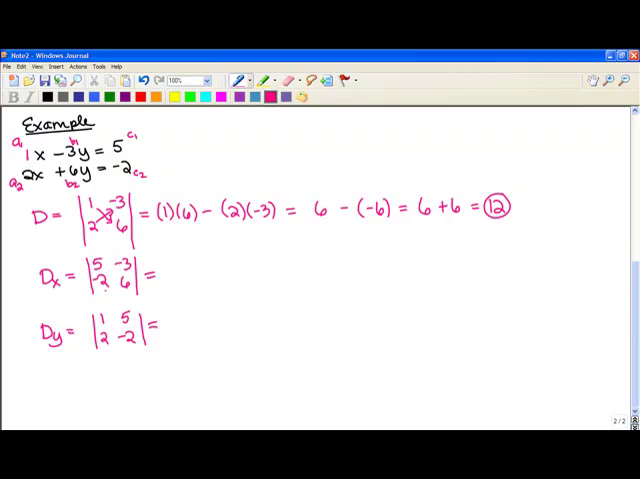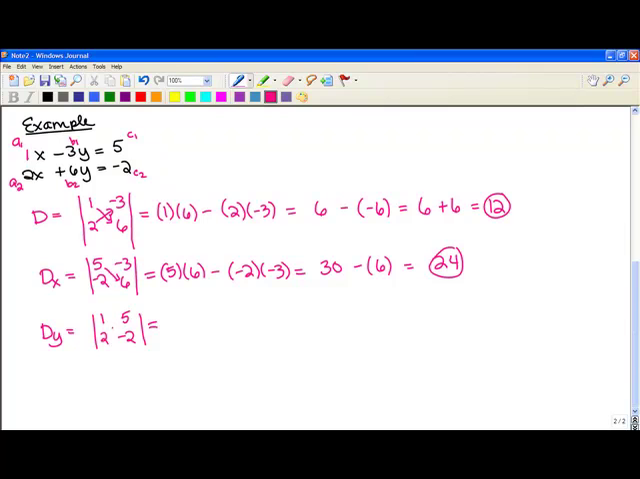Then calculate the next determinant, 5 times 6, minus negative 2 times negative 3. So that turns out to be 30 minus 6, which is 24.